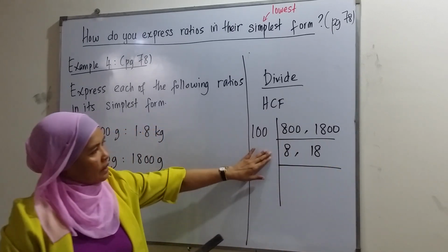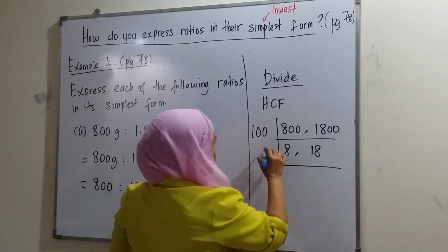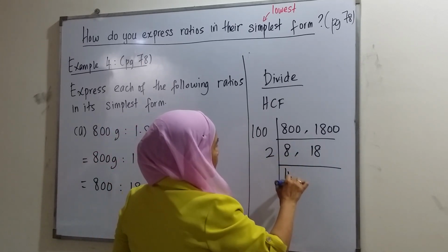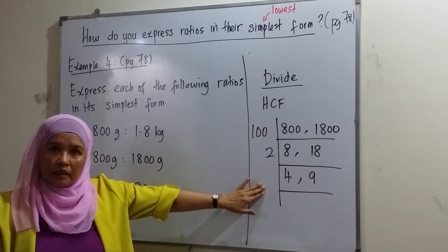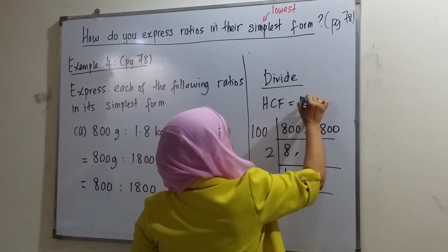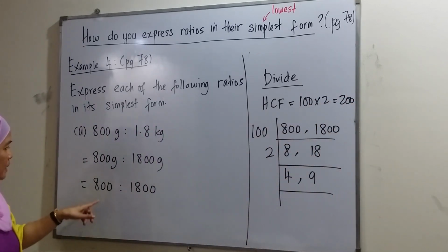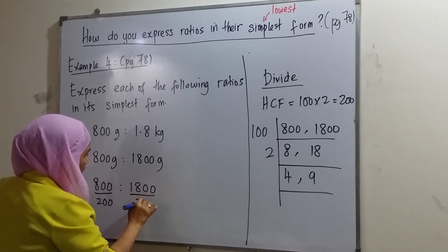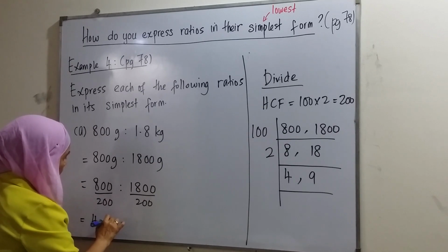Okay, what's the number here? The number here that can divide 8 and 18 is 2, because both are even numbers. 8 divided by 2, 4. 18 divided by 2, 9. Any more number here? I don't think so. So we stop here. So the highest common factor is 100 times 2 is 200. So it means that both numbers should be divided by 200, and then we get, can use calculator, ratio 9.